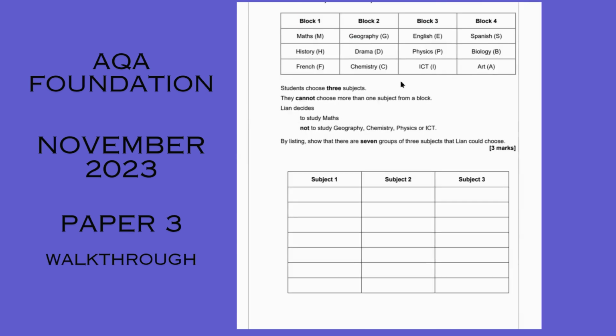On we go. Listing outcomes, never my favourites, certainly with my electronic pen. So, must study maths. In no option, sorted. Not, and that means doesn't do history or French in block 1. Not to study geography or chemistry or physics or IT. So one possibility is maths, drama, English.